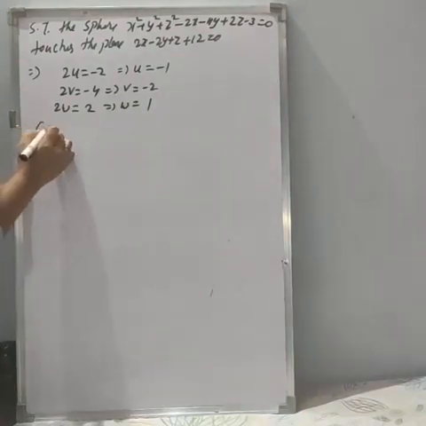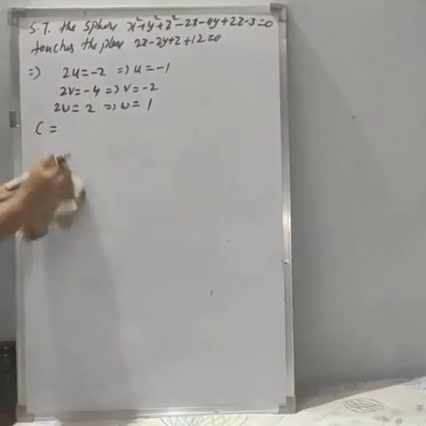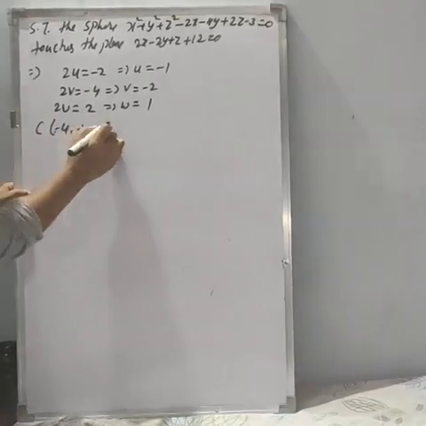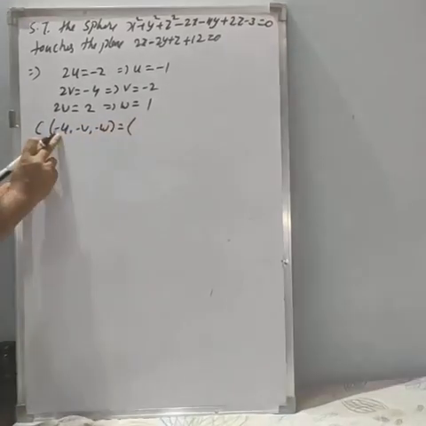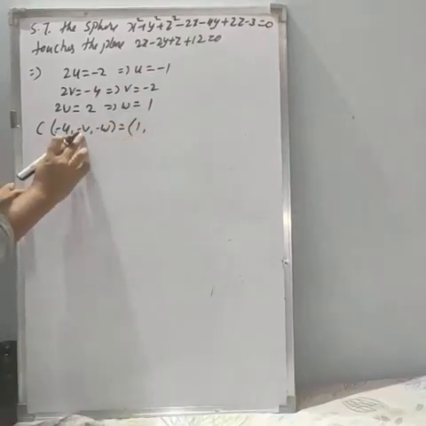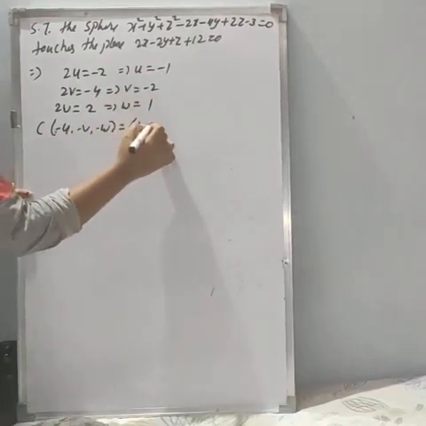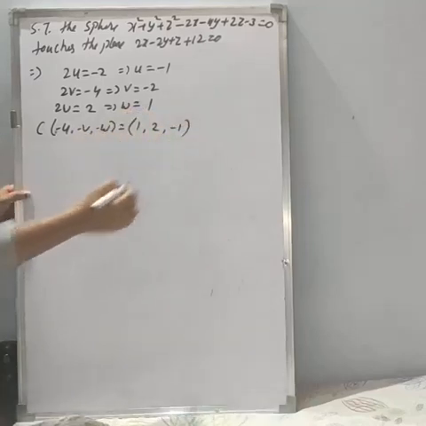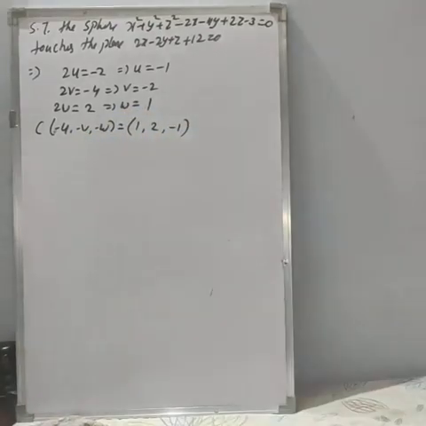So how will we write the center? The center is given by minus u, minus v, minus w. Minus u: the u value is minus 1, so minus into minus is plus 1. Minus v: v is minus 2, so minus v is plus 2. And minus w, so minus 1. So we will get the center as (1, 2, minus 1).